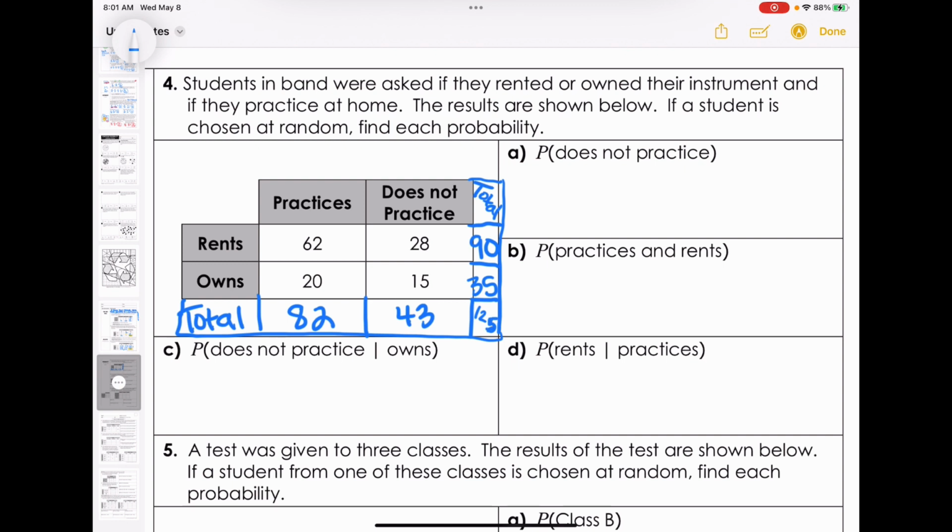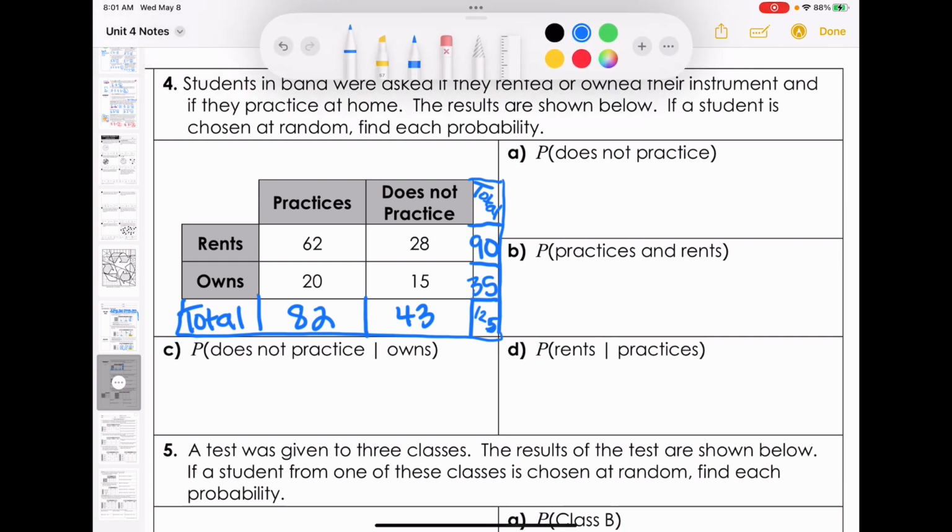All right, so now we can do the probabilities now that we have the totals. So, A, the probability that they do not practice. So that means I want the total for how many do not practice over my total. Our total that does not practice is 43, and my total is 125. I need to make sure that that is in simplest form, and it is. So that probability is 43 over 125.